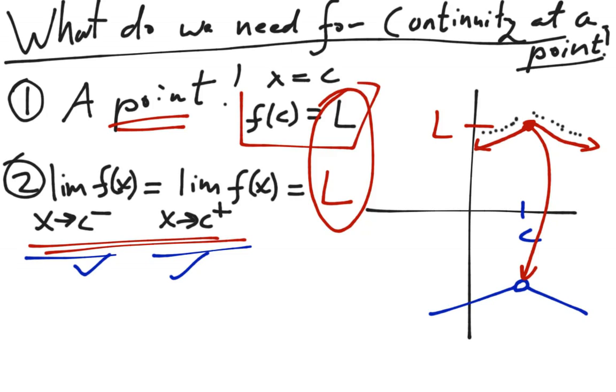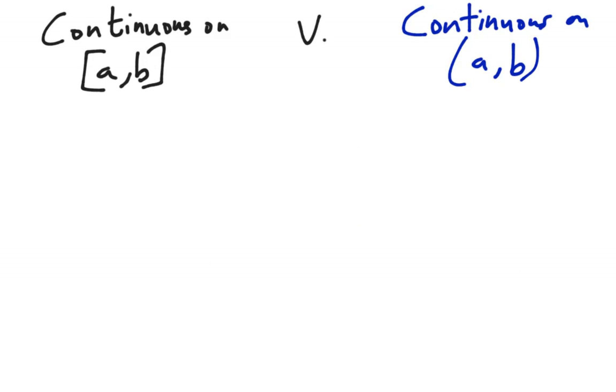So that's what we need for continuity at a point. We need a point where f of c equals L, and we need the two limits to be equal to L as well. Continuity with functions is pretty intuitive when you think about it.